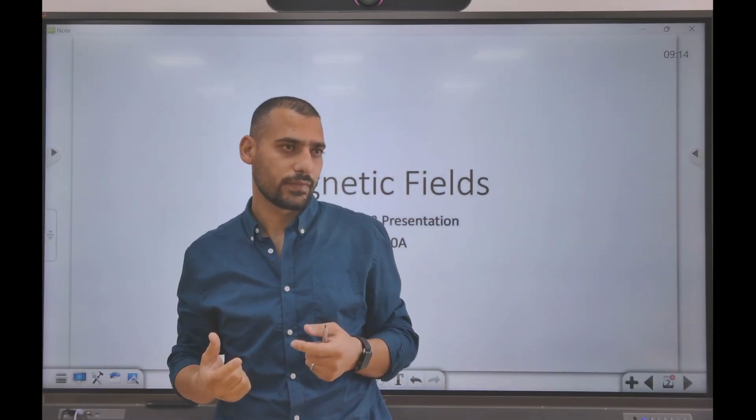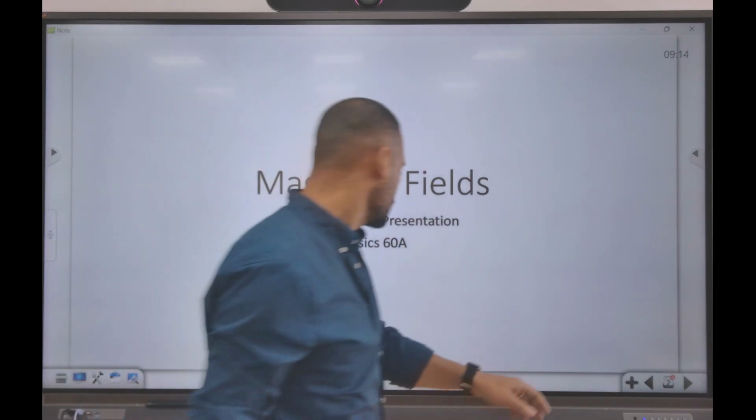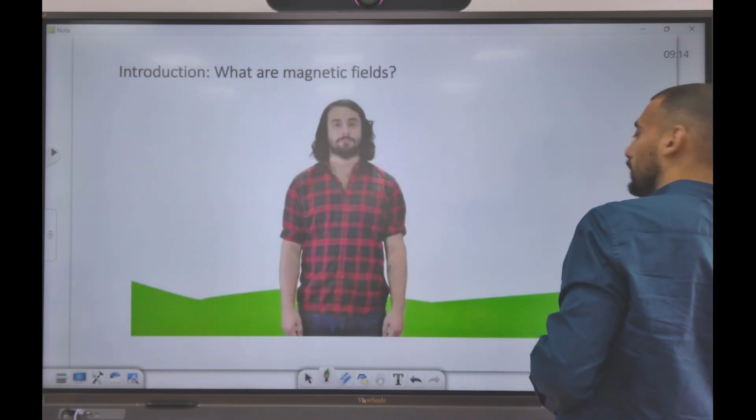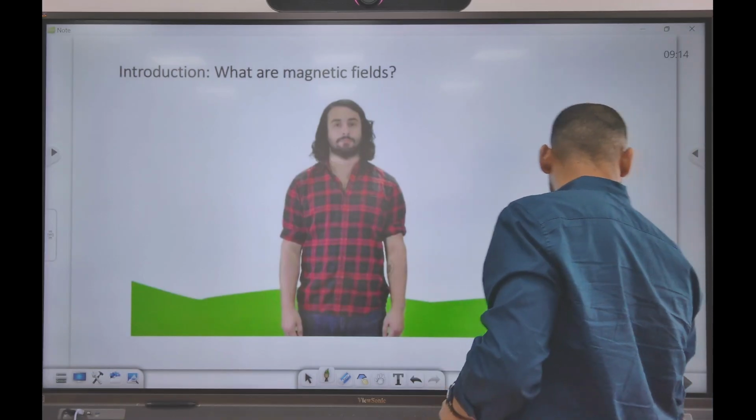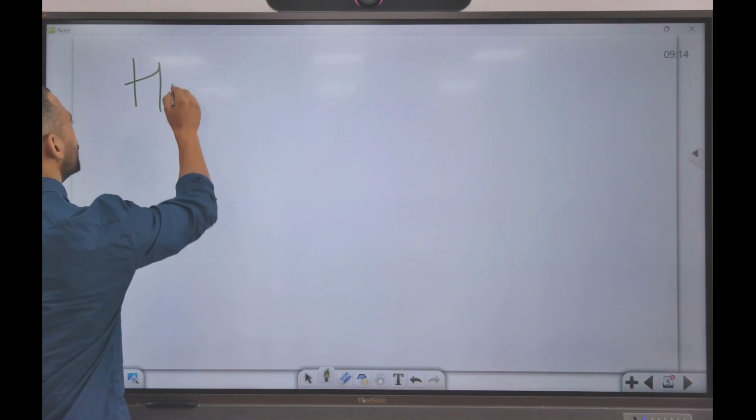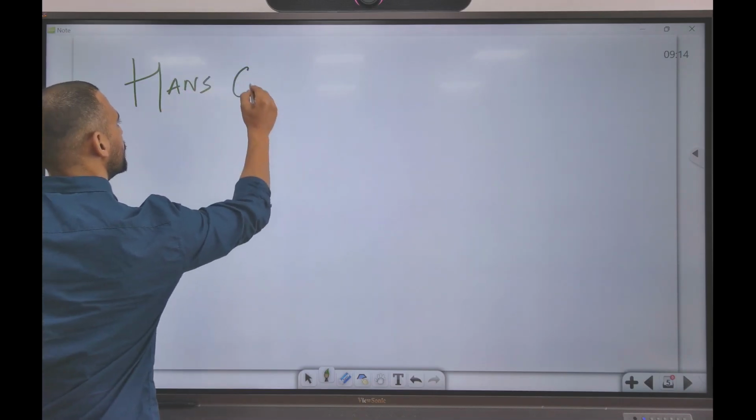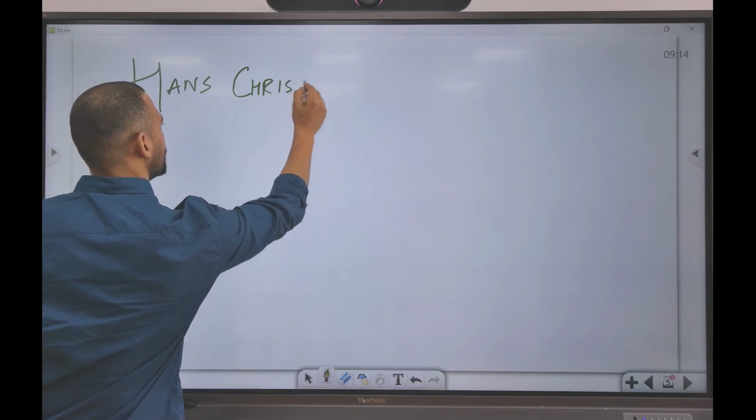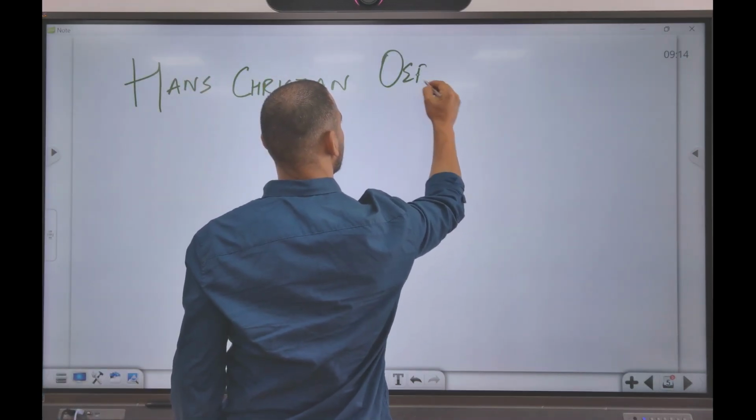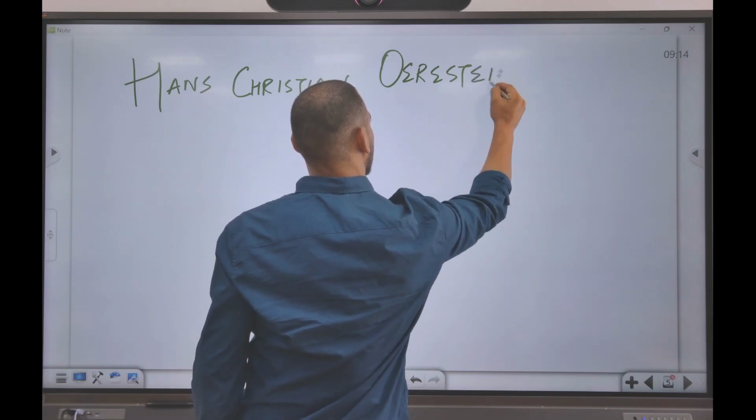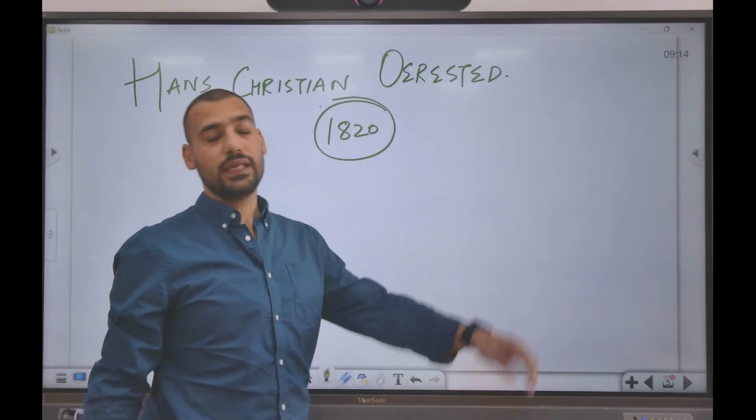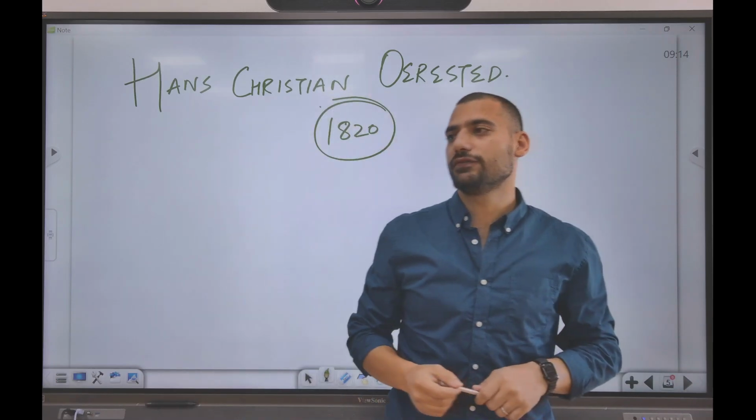magnetic field. Fine. Now there was a guy by the name Hans Christian Ørsted. In 1820, very important thing, a very important milestone in the history of science.